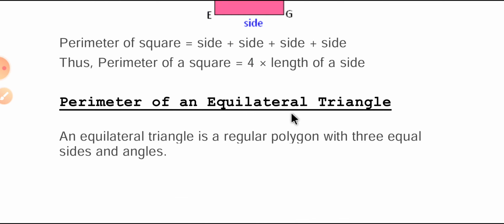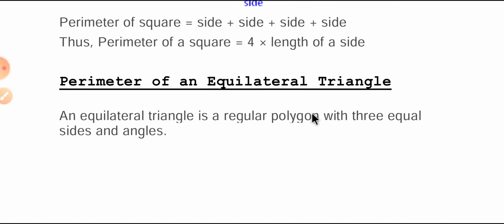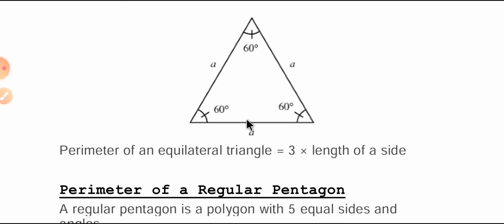Same, perimeter of an equilateral triangle. Equilateral triangle means in which all the 3 sides are equal. You can see it is an equilateral triangle. Here all the sides are equal, means A. So perimeter will be 3 multiply length of a side.